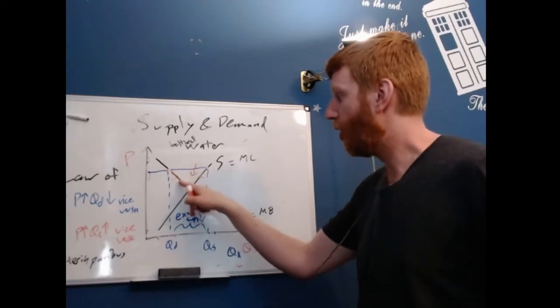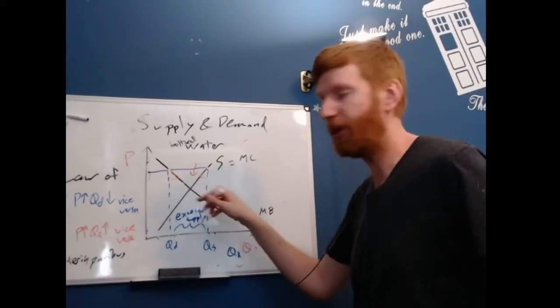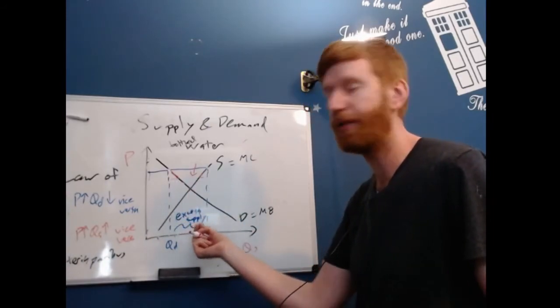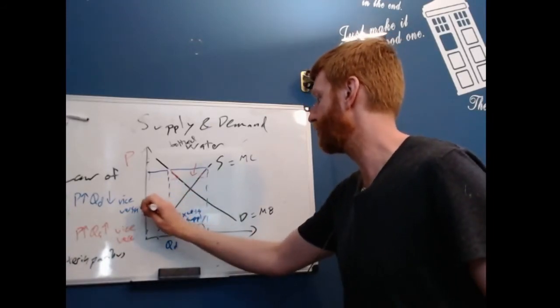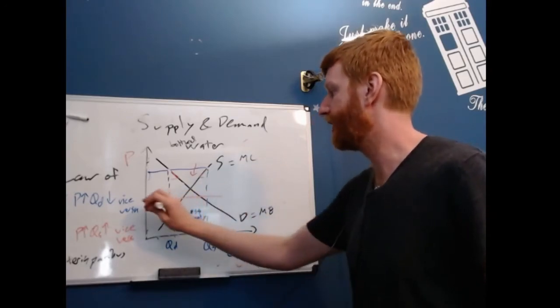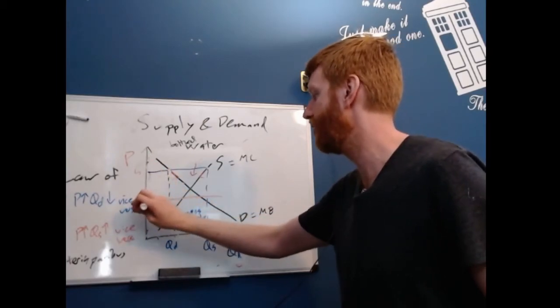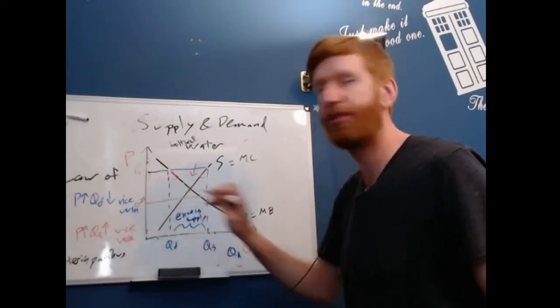Price goes down, quantity demanded increases, quantity supplied decreases, and we close this gap. We get rid of our excess supply. Now let's say we overshoot. We end up with a price down here. Let's say this is like 25 cents. So here's $5, here's 0.25.